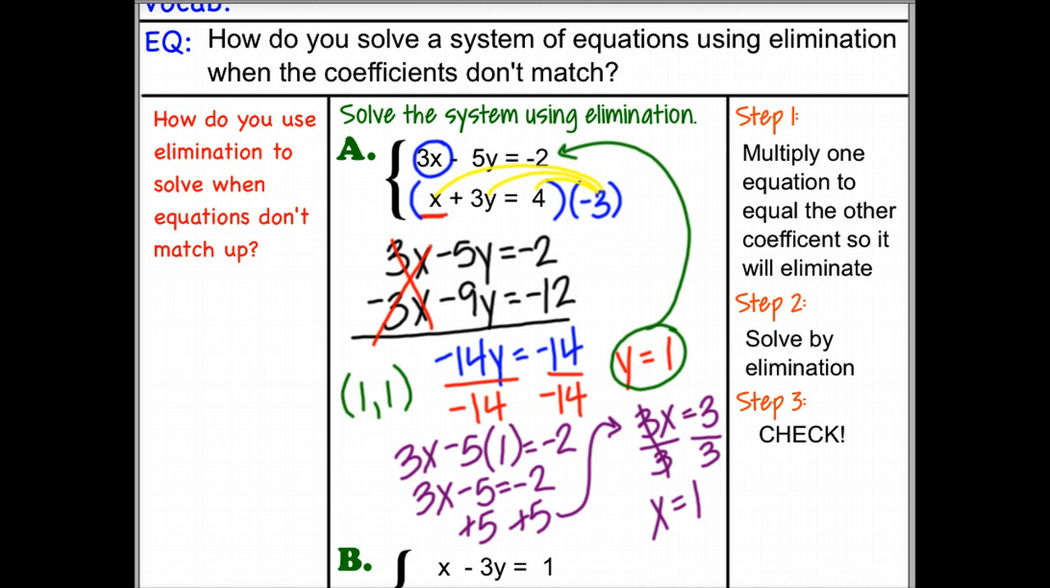If we verbally check this, go back into this first equation. 3 times 1 is 3. 5 times 1 is 5. 3 minus 5 does in fact equal -2. And then x equals 1. So then 3 times 1 is 3, and 1 plus 3 does in fact equal 4. So we know that this is a valid solution.